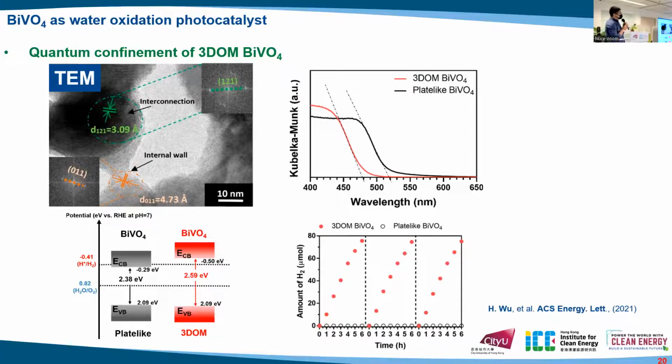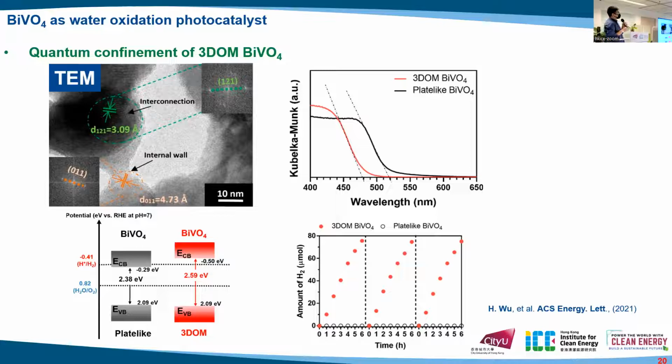We found that the 3D dome bismuth oxide shows an efficient and stable hydrogen evolution activity. On the other hand, the pristine sample shows a negligible performance. So this is the first time we report the quantum confinement effect arising from the unique 3D dome structure of bismuth oxide, enabling it as an efficient hydrogen evolution photocatalyst, which is very meaningful to the research community.